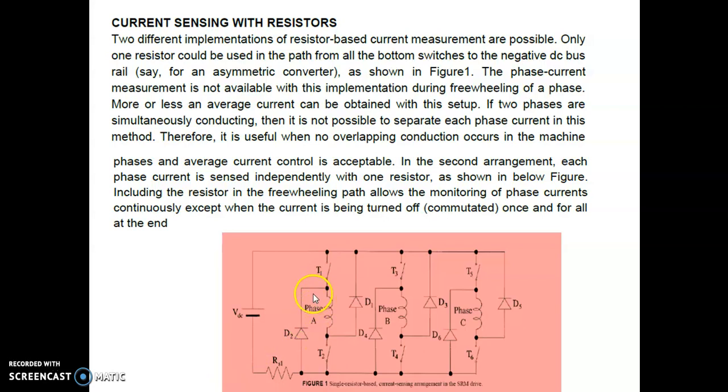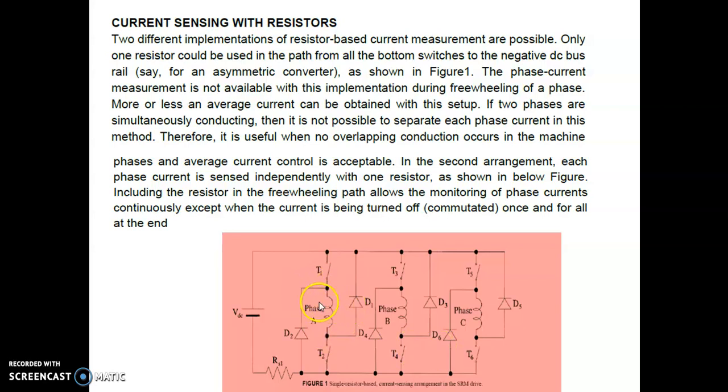Now in the circuit diagram we have 6 semiconductor switches with 6 freewheeling diodes. The semiconductor switches in the upper limb are represented as T1, T3, T5, and in the lower limb are T2, T4 and T6. The freewheeling diodes are represented as D1, D3 and D5, and similarly for the negative phase, the freewheeling diodes are D2, D4 and D6, and we have a series resistor.